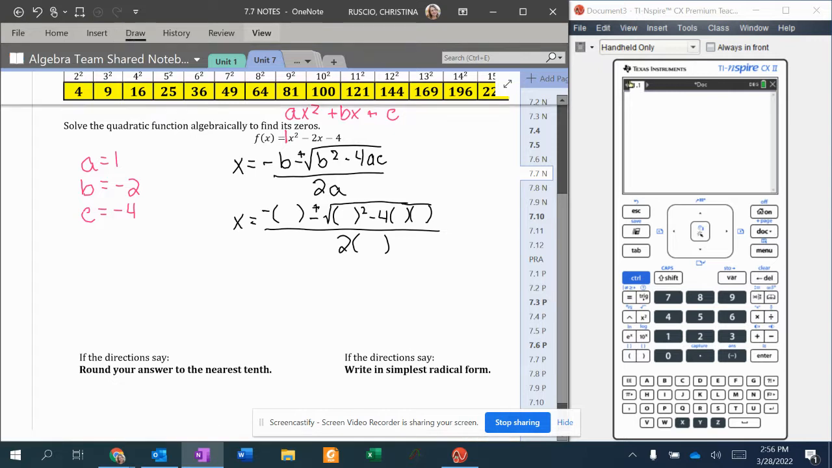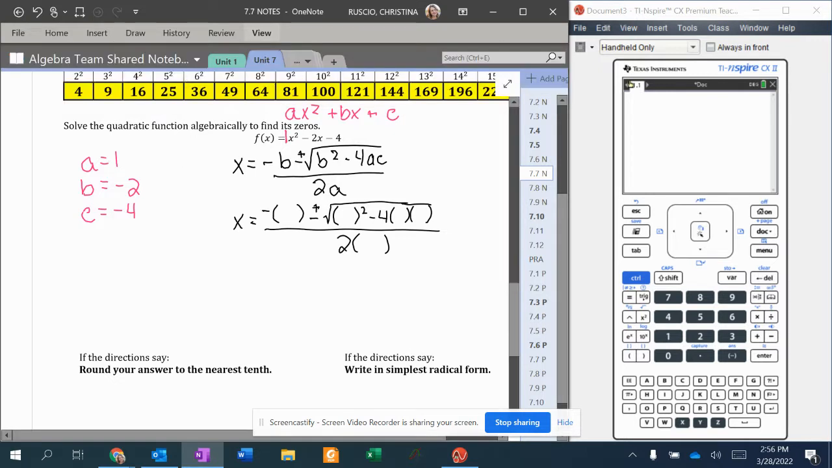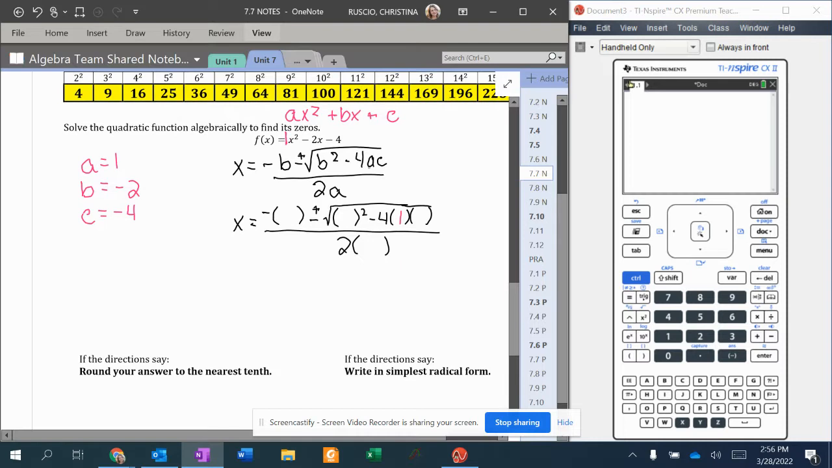Now we're going to put in the A's, B's, and C's. So whenever we see an A, we're going to put a 1. Here's an A, there's an A, there's a 1, there's a 1. There's a B, there's a B, there's a B, there's a B, there's a C, there's a C.